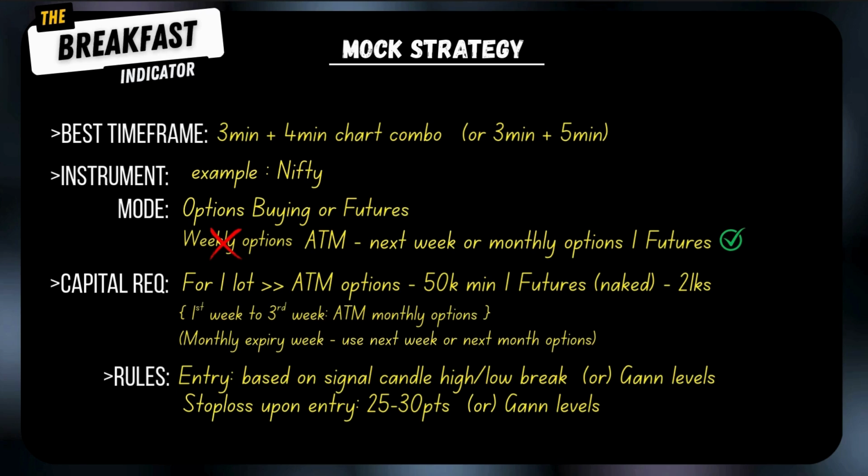It is compulsory for me to trail SL, or else my profit will go away. So when do I do that? I'll plan to do it when, again, the GAN upper level is broken if we are already in direction, or I can use a profit level. I can use a profit of, let's say, 20 points. So if my profit is already 20 points, then I can trail my SL to cost.